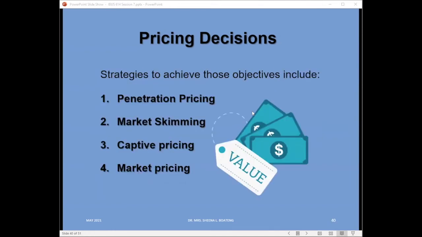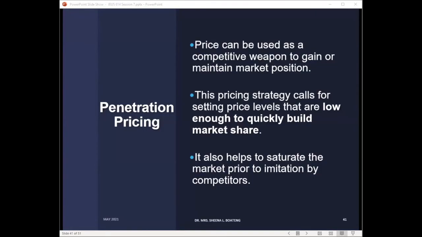So in terms of pricing decisions, there are different pricing approaches that firms can decide to use. These include 1, penetration pricing, 2, market skimming, 3, captive pricing, and then 4, market pricing. We are going to take each of these one after the other, and then we will dissect them, starting from penetration pricing. So penetration pricing is usually used by firms who want to use their price as a competitive weapon.